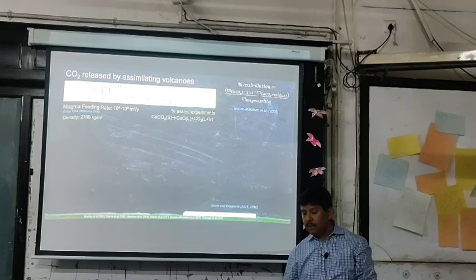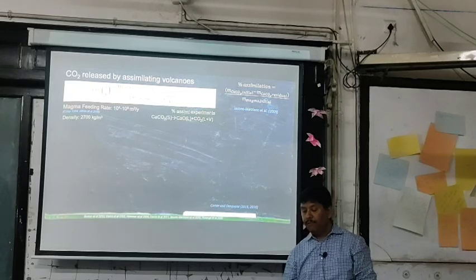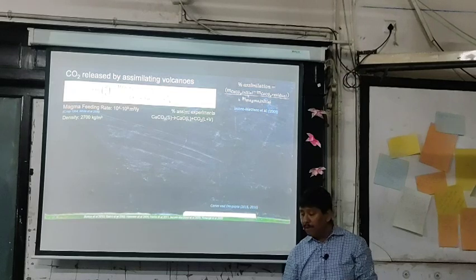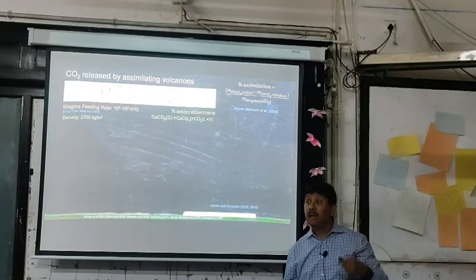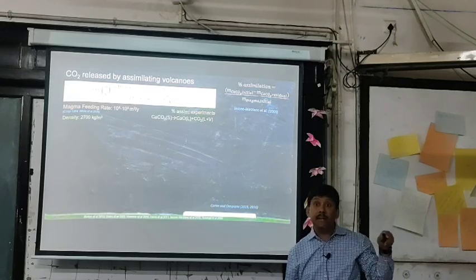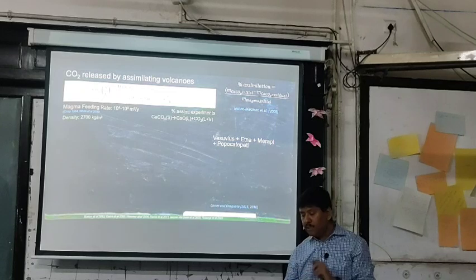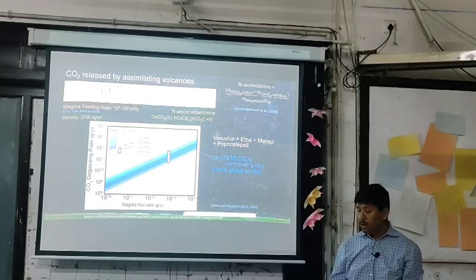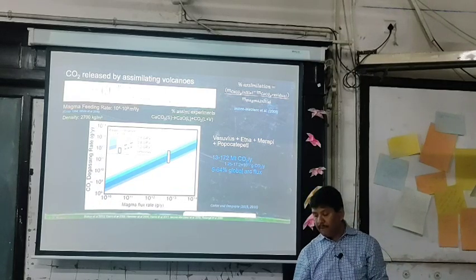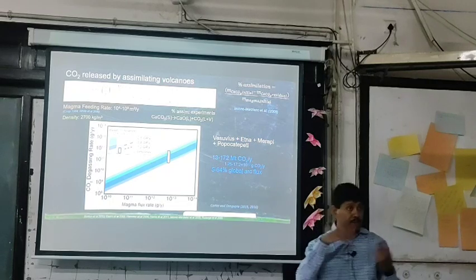Then what we needed to do is calculate what would be the CO2 released by assimilating volcanoes. We can compute that flux if we know the magma feeding rate, if we know the density of magma, and if we can estimate the percentage of assimilation of carbonates, which we constrain from our experiments in the lab. And then using an equation like this, we can calculate how much excess CO2 outgassing might happen if you have continental arcs, if you have carbonates under-thrusted just beneath volcanoes in the upper plate. So we just wanted to do this just for the current day volcanoes first, Vesuvius, Etna, Merapi, and Popo. And what we showed is, of course, there will be a positive correlation between the magma flux rate and the extent of excess CO2 degassing because of their interaction.